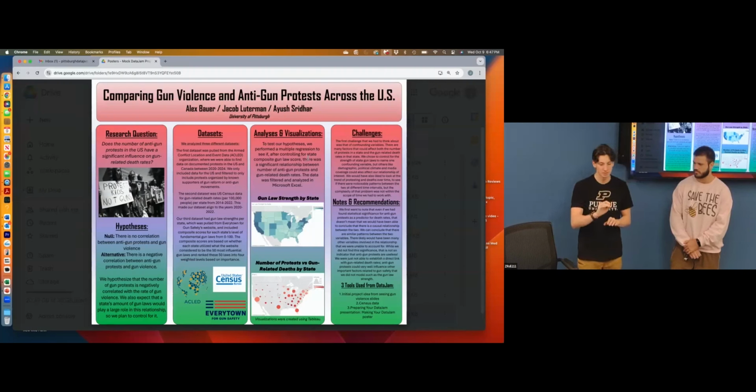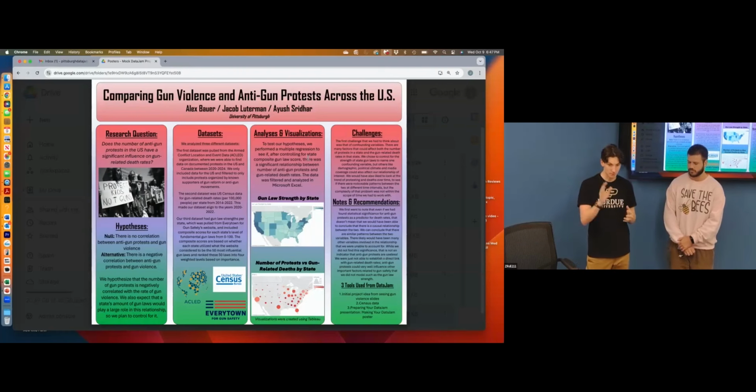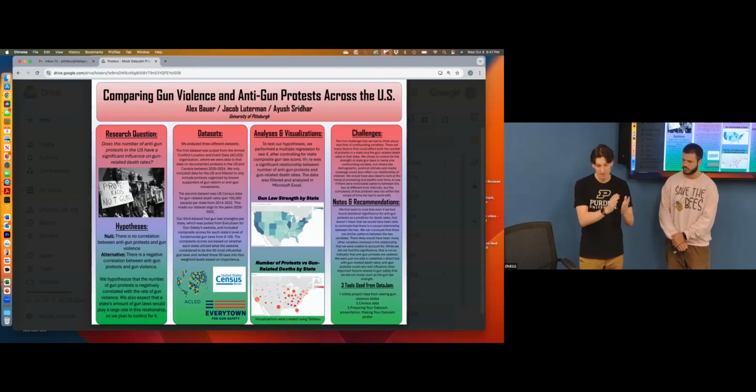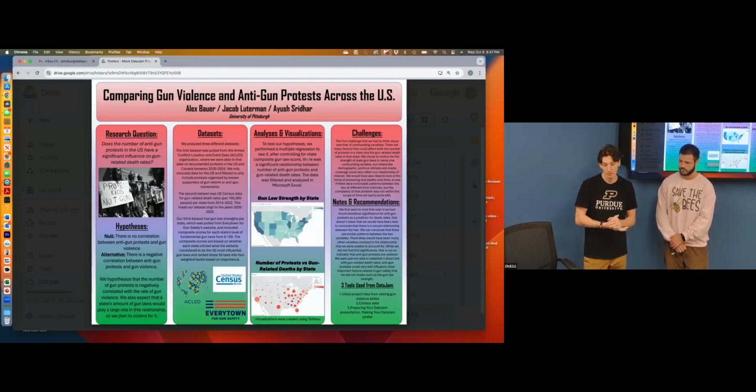We figured those would be the largest ones to be participating, and we wanted to make sure that we were being very specific with who we were including. And we can look through their stuff, and they're very much anti-gun, and we wanted to include those specifically. The US Census had our gun-related deaths by state, so we added that as another column. And Everytown had the gun law strength by state.